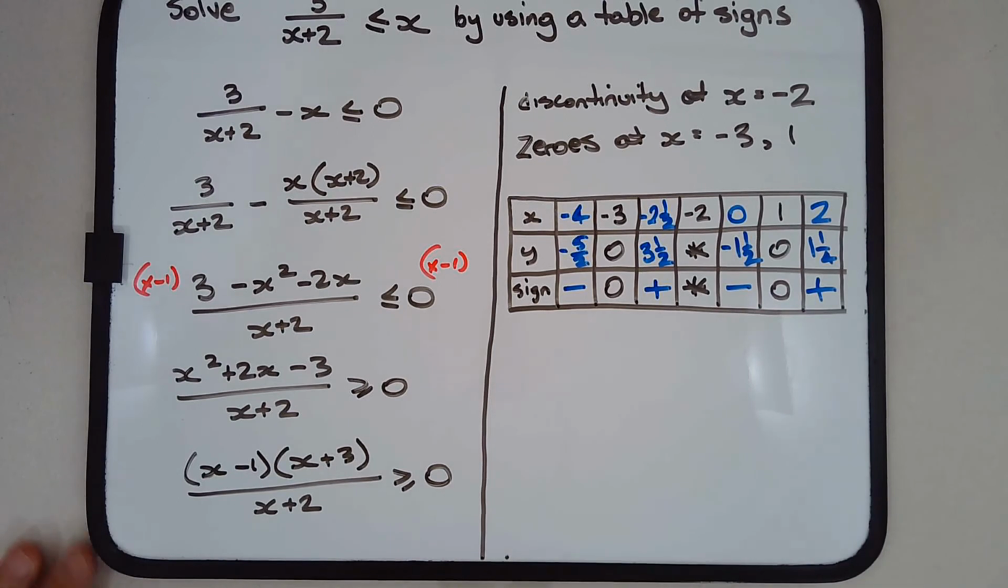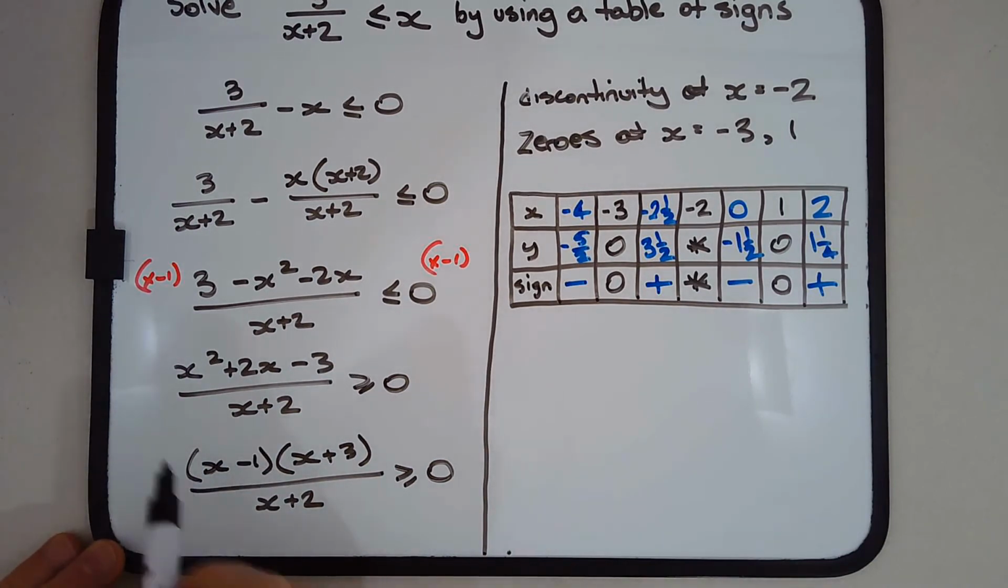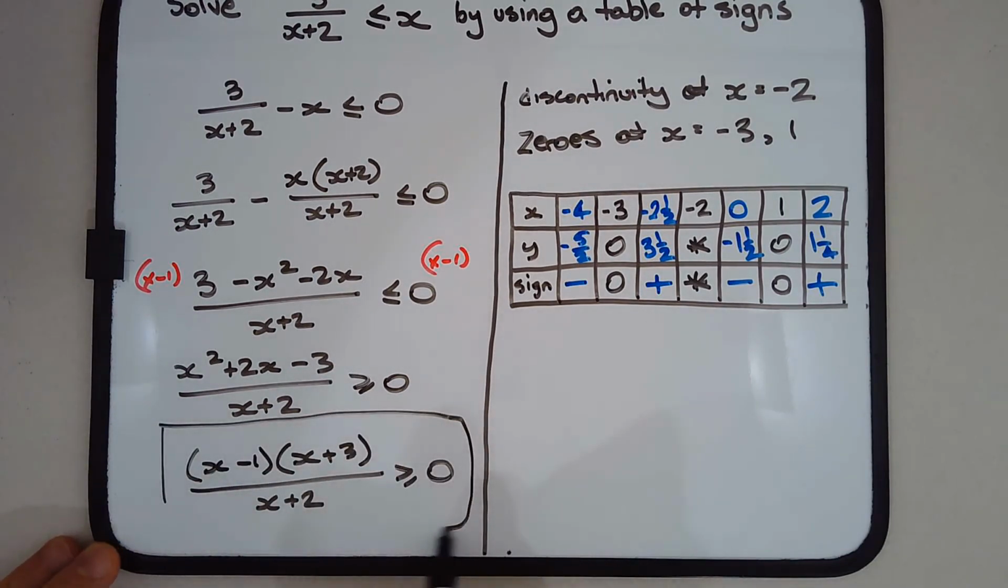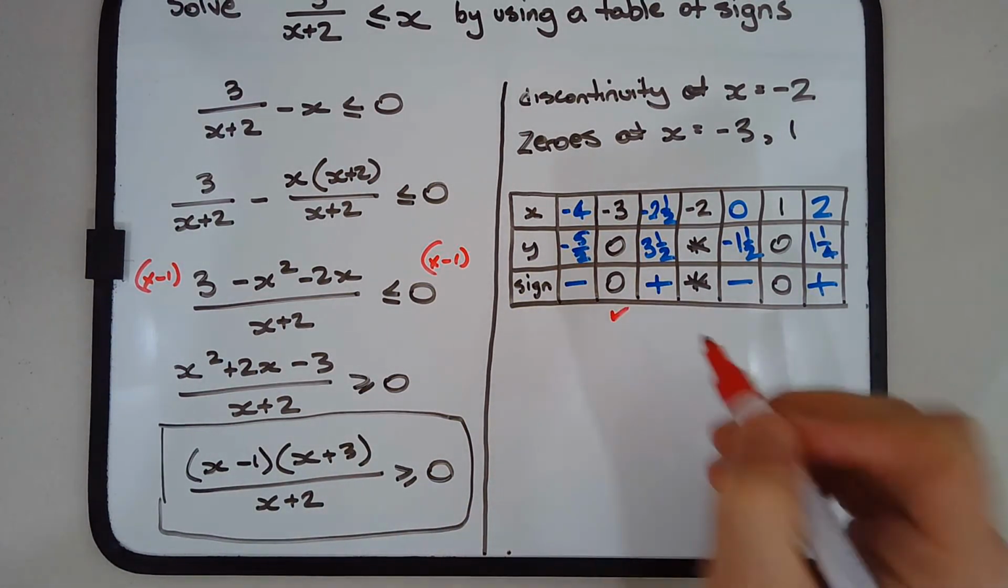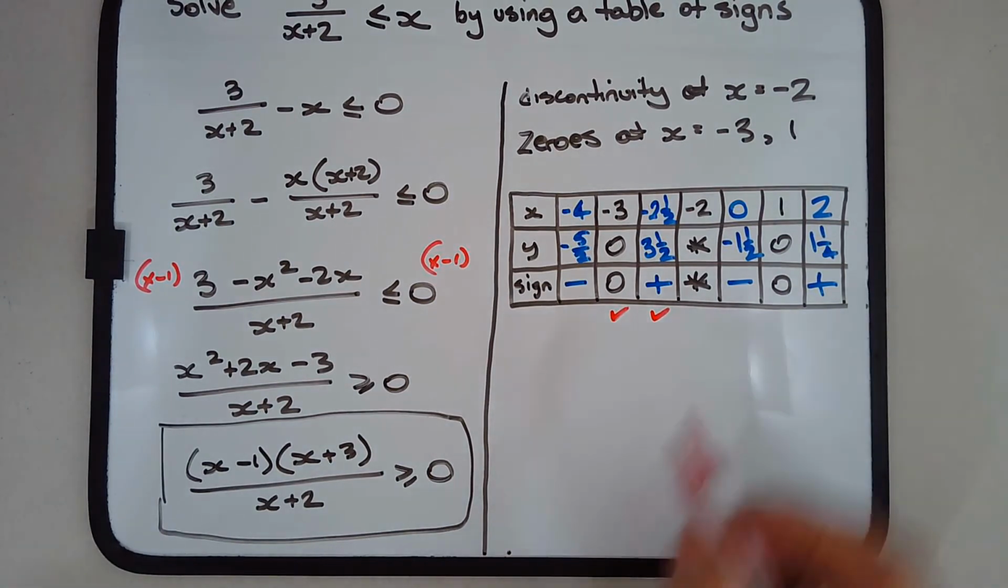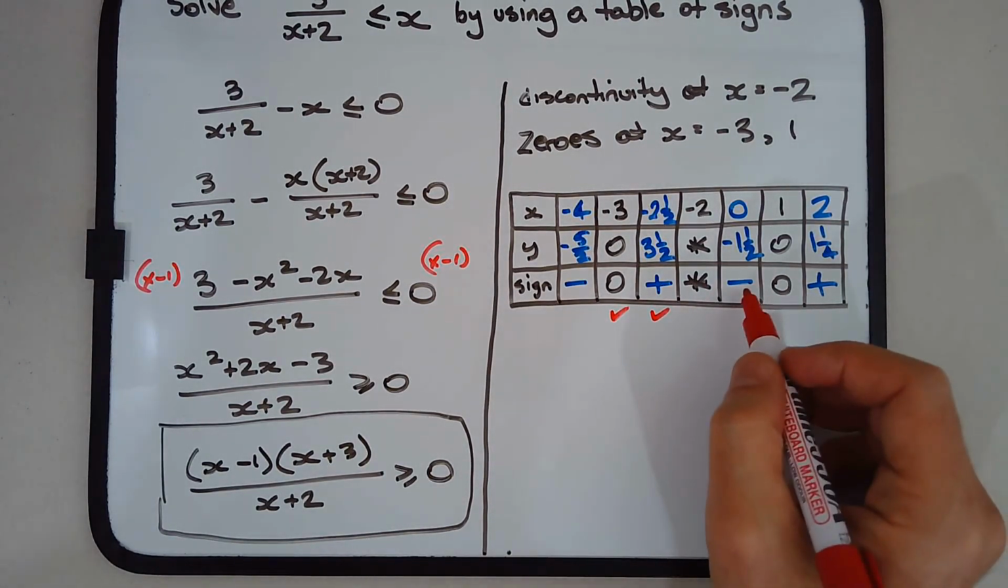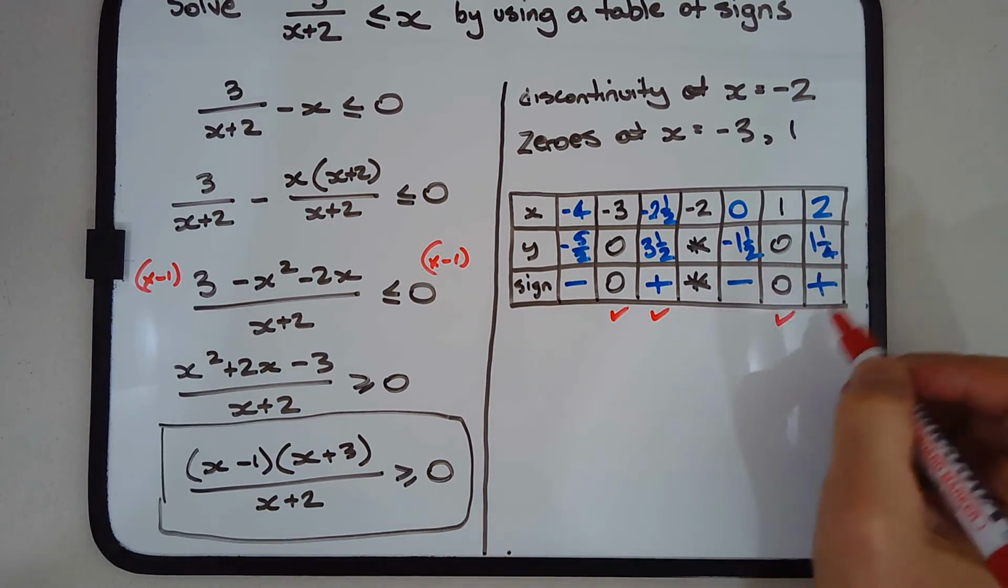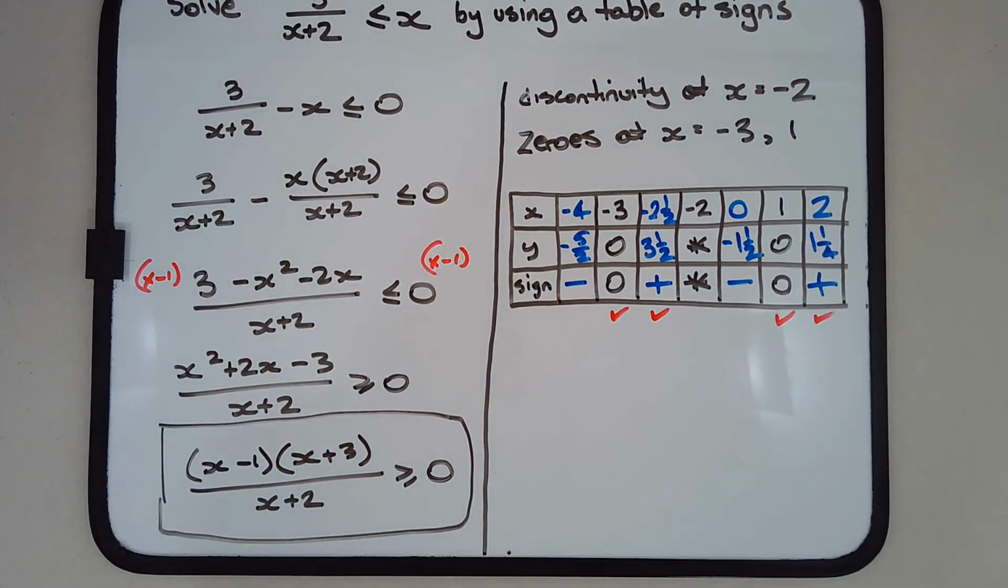Okay, so at this point, using the table of signs, we can read the solution from this table. So remember that we've rearranged the inequality now. So this is what we're looking for. We're looking for the columns that are 0 or positive. In fact, I'll just tick those. Basically wherever the function is either equal to 0 or positive, let's select those columns. So that column there, that column there. We can't select the discontinuity, of course. 0, no, it's negative. 1, yeah, that's 0, and we have a positive in that column there.